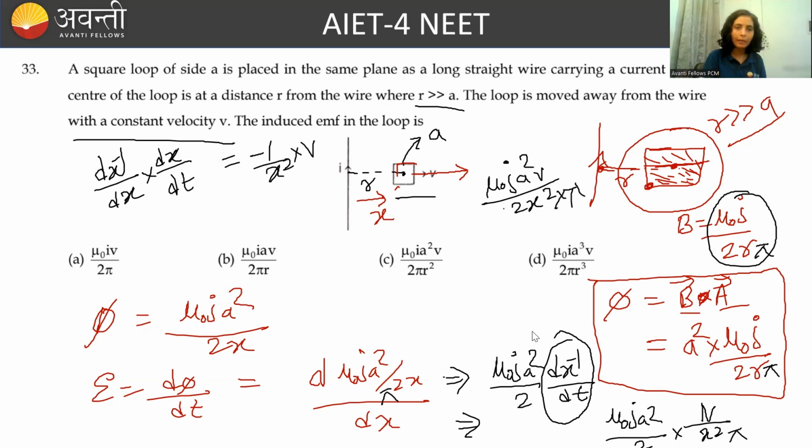So mu naught I a square v by 2 pi a square. So what will the answer be? Mu naught I a square v by 2 pi r, if x we are taking as equal to r at any time t. So this will be your answer. I just calculated flux by taking separation of wire with the center as x, and then we differentiated. We got the answer in terms of x, and if that separation is equal to r, the answer will be obtained by putting x equal to r. So that is the answer.